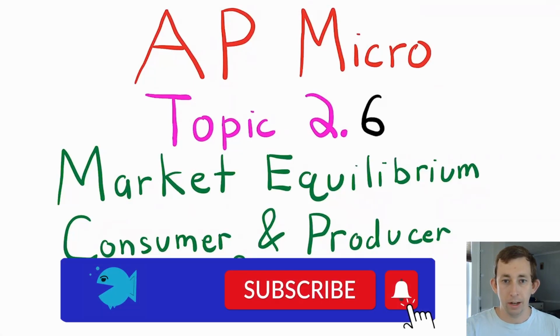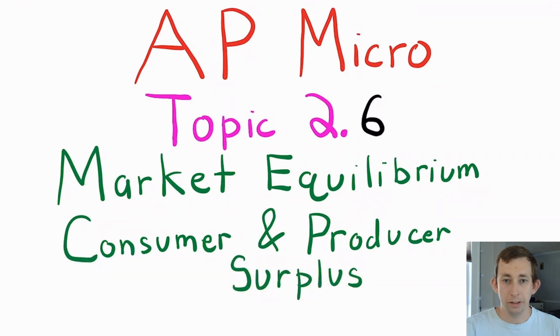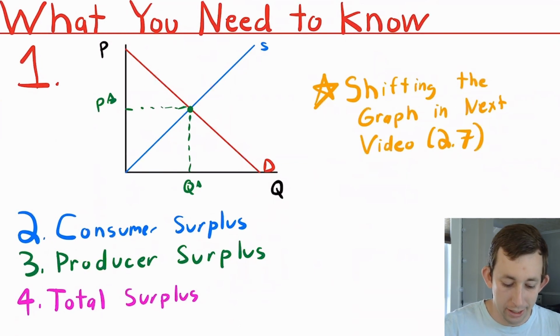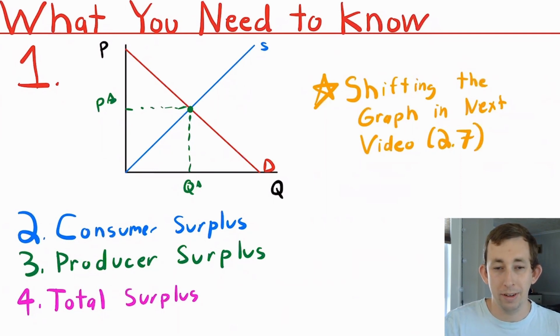Today we're talking about market equilibrium as well as consumer, producer, and total surplus. Here are the things the College Board wants you to know about these topics. The first and most important thing that you should take away from this video is this graph right here. And then you also need to know consumer, producer, and total surplus: what it means, where it is, how to find it on this lovely graph right here. Timestamps are below if you would like to jump around, but let's get right into it.